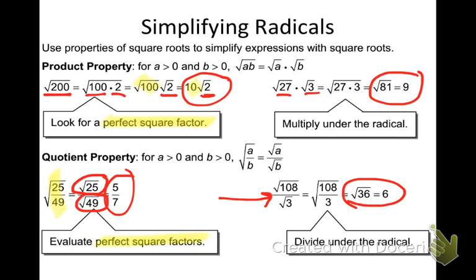Yes, sir? Are we always going to have to get the perfect square? Always want to find a perfect square, because that's the only way you can pull it out of the radical. It has to be a perfect square. So if it's not a perfect square, you cannot pull it out.